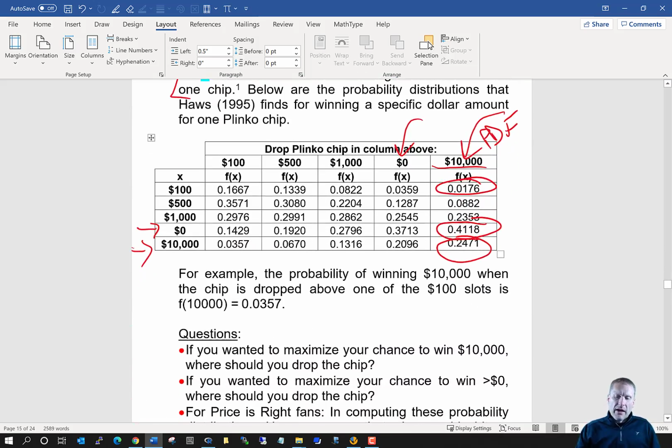Well, this paper found that now the probability of winning $10,000 actually goes down. Now it's only about 0.21. The probability of winning $0 is 0.37, and so on.